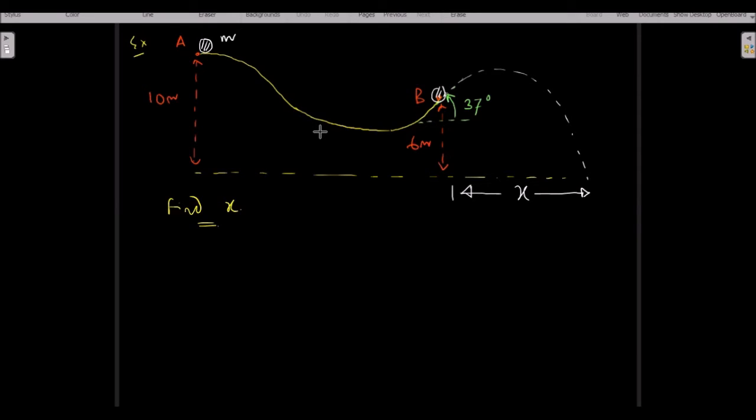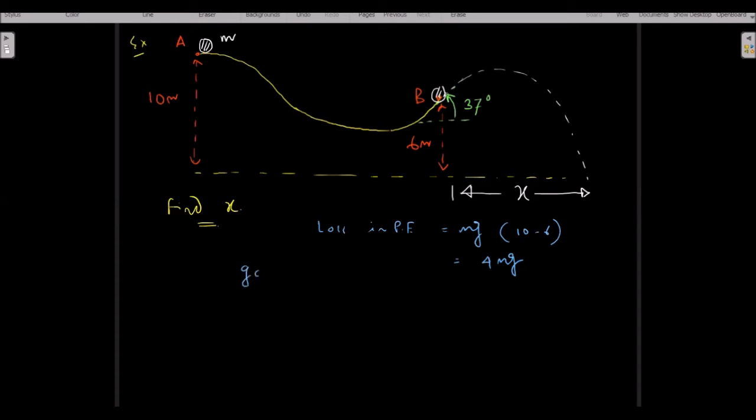Varun, Divit. Sir, I'm getting 7.6. Okay, chalo, let us do it. So what will happen between point A and B? Again, the same thing will apply. What is the loss in potential energy? It is equal to mg into 10 minus 6, that is equal to 4 mg.